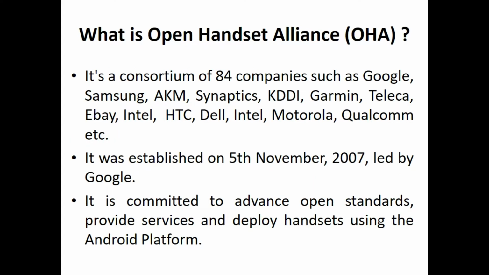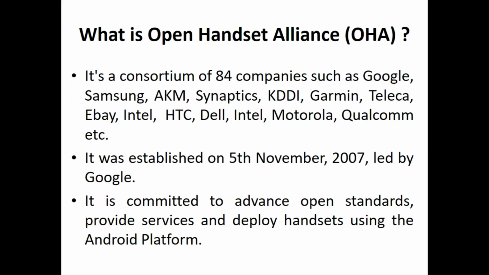So what is Open Handset Alliance? I told you that it is a group of 84 companies, all the big companies except Microsoft. All are involved in Open Handset Alliance; Microsoft is not. So Samsung, ARM, Synaptics, Qualcomm, MediaTek, Motorola, Intel, Lenovo. There are so many companies involved. Nowadays maybe more than 84, but when the alliance was formed at that time there were 84 companies.